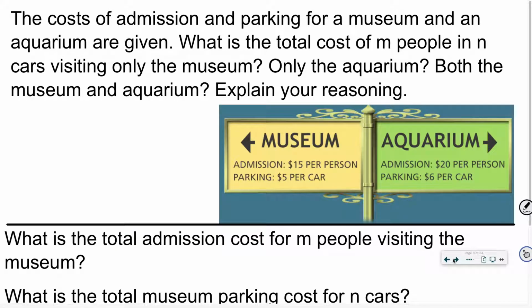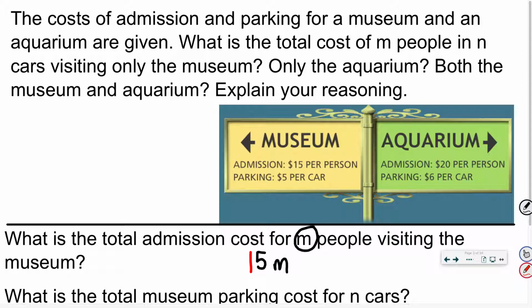How would I represent, and again, right now, this is not necessarily new, the total admission cost for M people who went to the museum? Take a look at the information for the museum. How can you represent the admission? Maybe 15x. You could use a variable. So here, we're going to use this variable, 15M. Why 15M? What are you doing every time somebody else comes to the museum? Another $15. Absolutely.